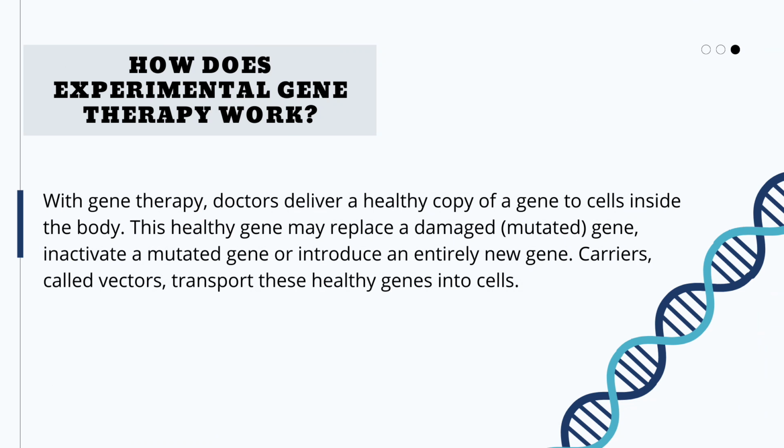How does experimental gene therapy work? With gene therapy, doctors deliver a healthy copy of a gene to cells inside the body. This healthy gene may replace a damaged, mutated gene, inactivate a mutated gene, or introduce an entirely new gene. Carriers called vectors transport these healthy genes into cells. Gene therapy has the potential to save millions of lives.